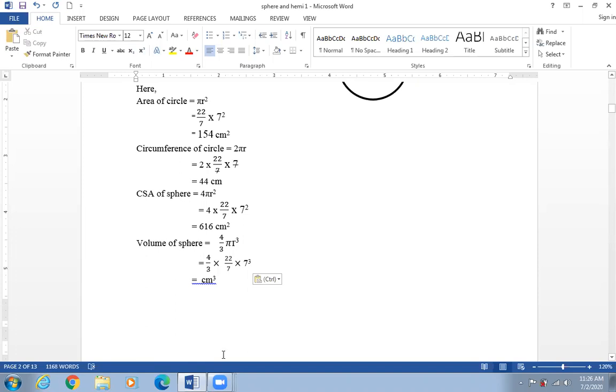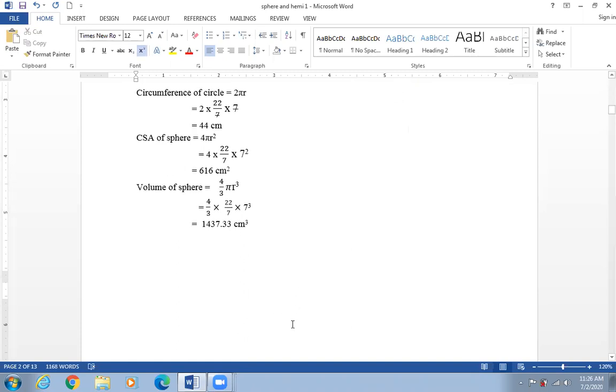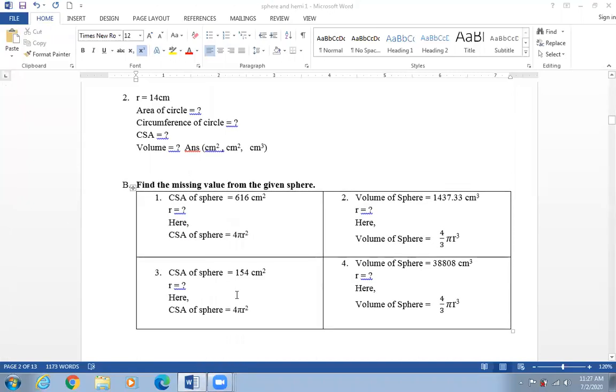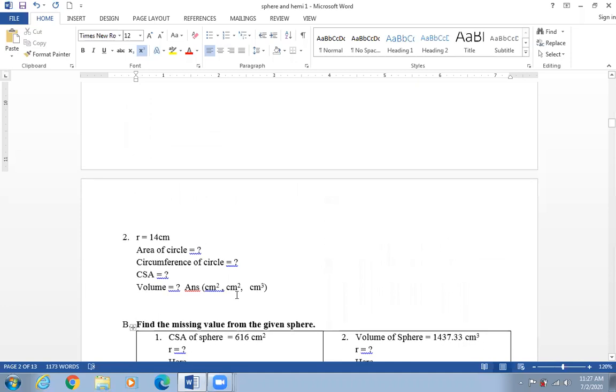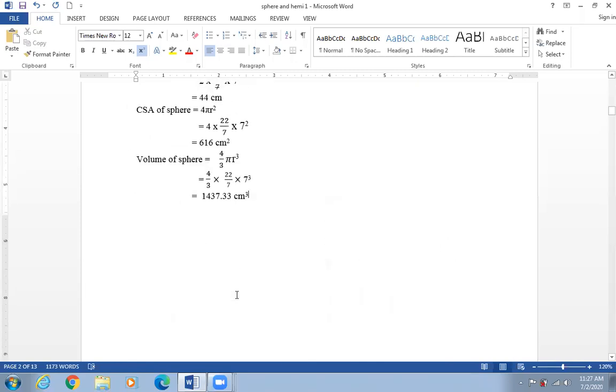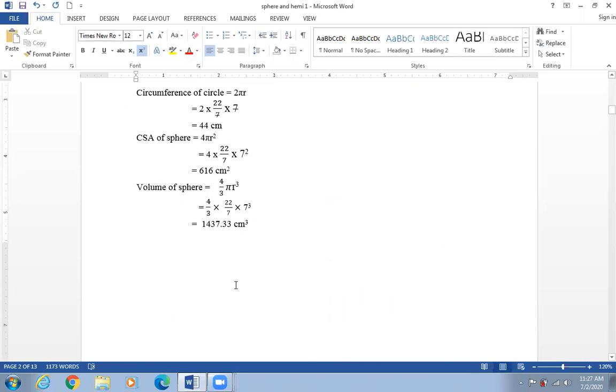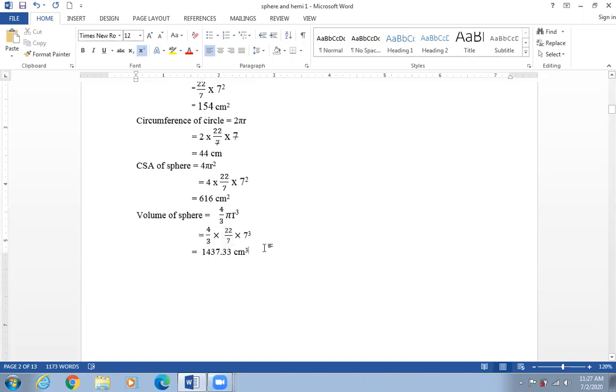1437.33. Is it the answer? Yes, sir. I'm telling this one answer. I was only asking the answer of CSA and you are saying the answer of volume. Sir, my answer is different from Abhishek. It should be 1437. This is correct.